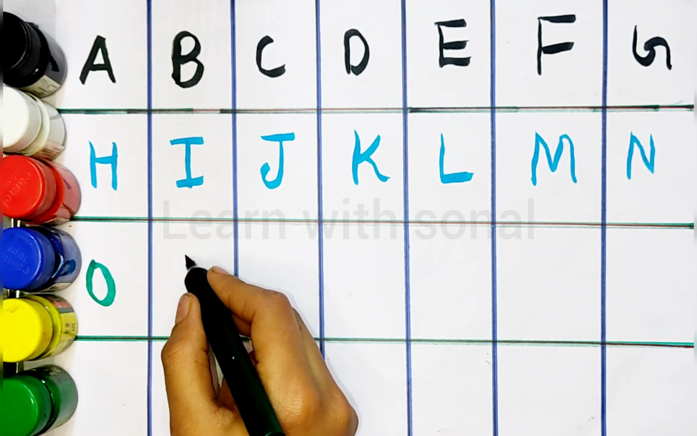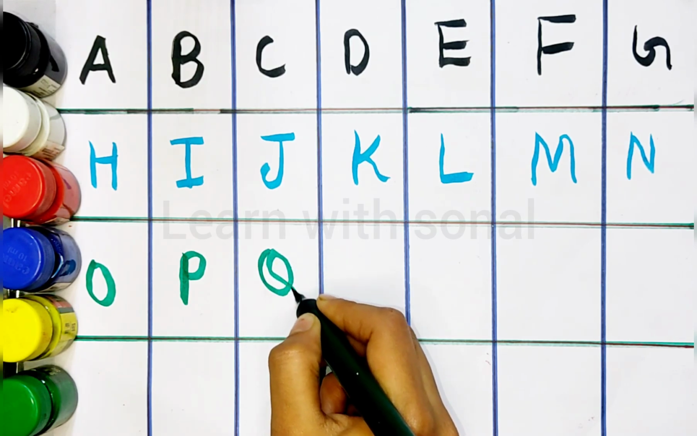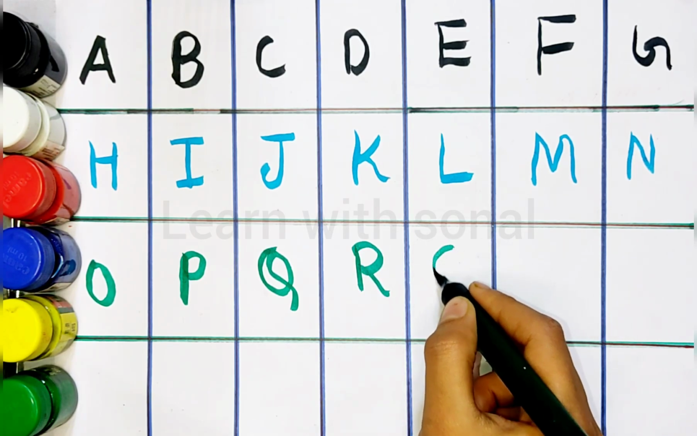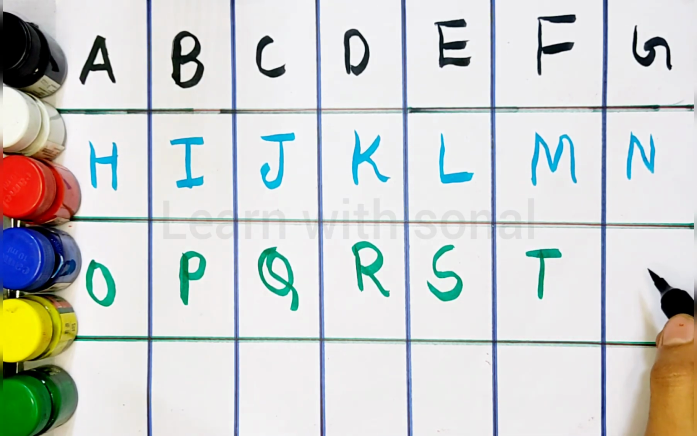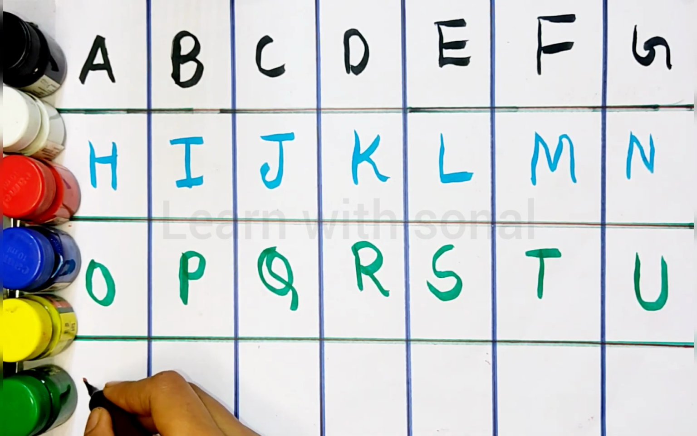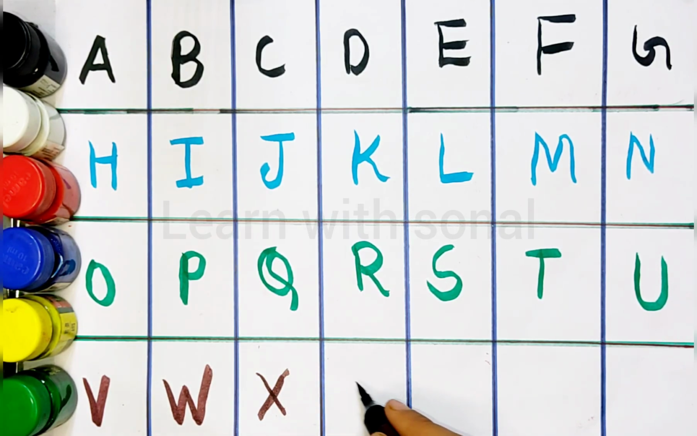O for owl. P for parrot. Q for queen. R for rose. S for sunflower. T for trumpet. U for unicorn. Brown color. V for van. W for watch. X for Xmas tree. Y for yak. Z for zebra.